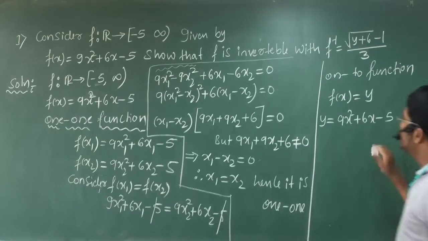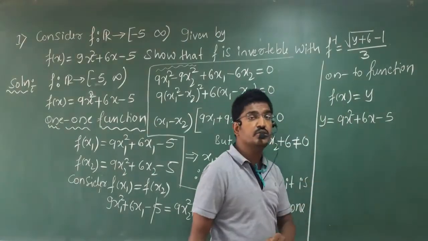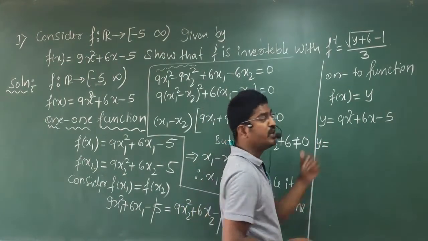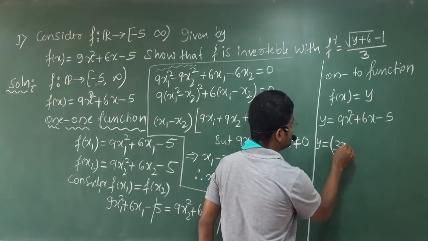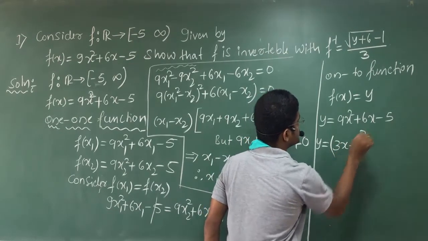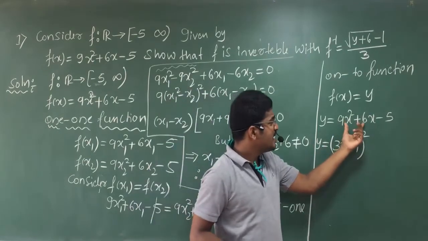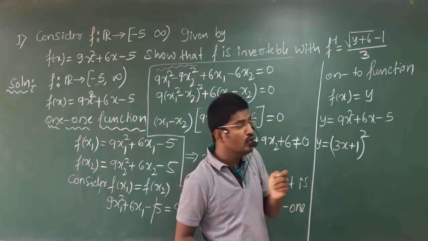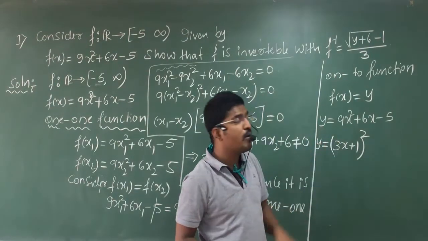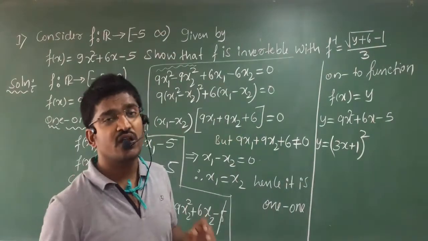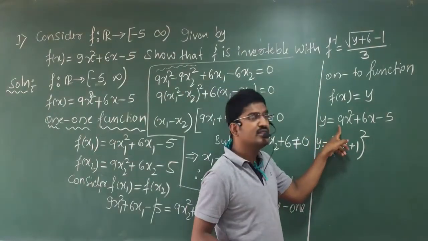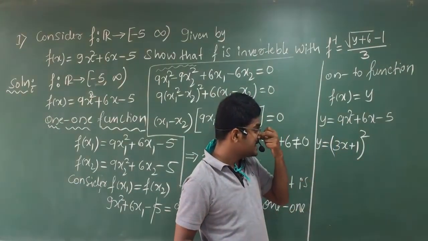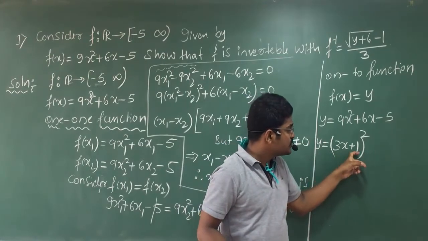So after writing this you have to simplify. That is y equal to, this has to be simplified. I will write this as 3x plus 1 whole square. If you have doubts, what you have to do, you have to divide this 9 by 3, that means 3x plus 1. So for that reason, you can write it as 3x plus 1 whole square.